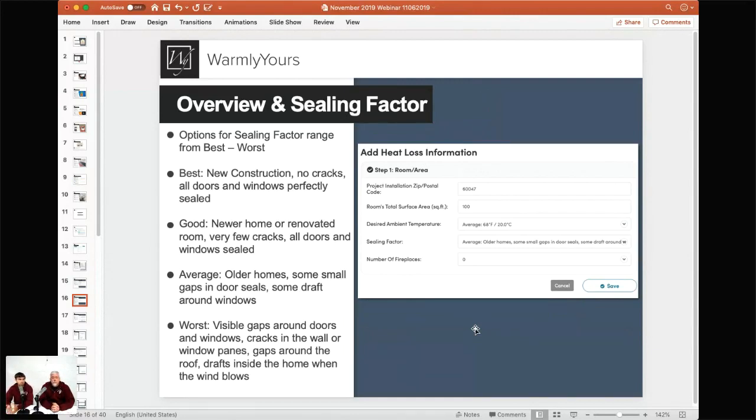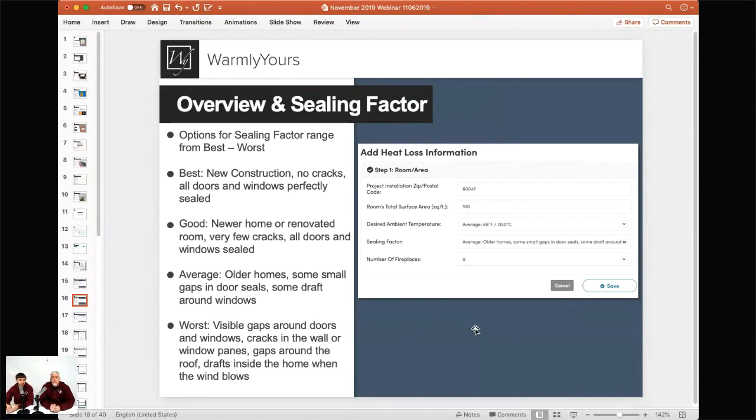So, zip code, somebody would ask, what's the deal with the zip code? We pull general ASHRAE data that helps us understand the outdoor temperatures and factors to properly determine what the heat loss would be. So put in the right zip code. Total surface area would typically already be duplicated from the previous step, but that's of course your biggest number that tells us how big the room is.